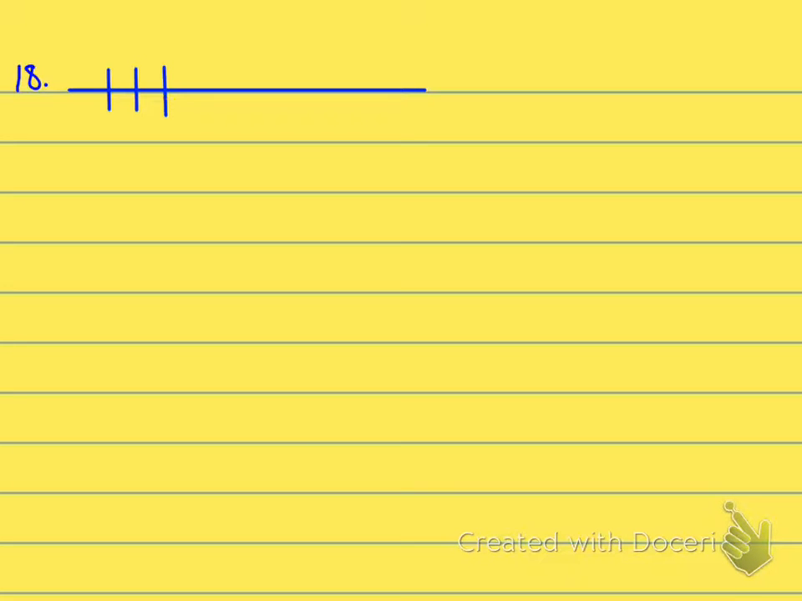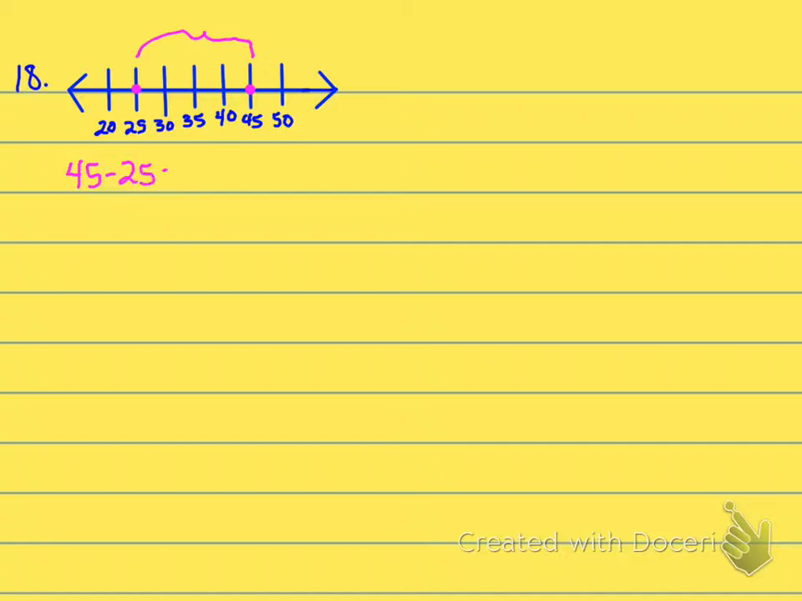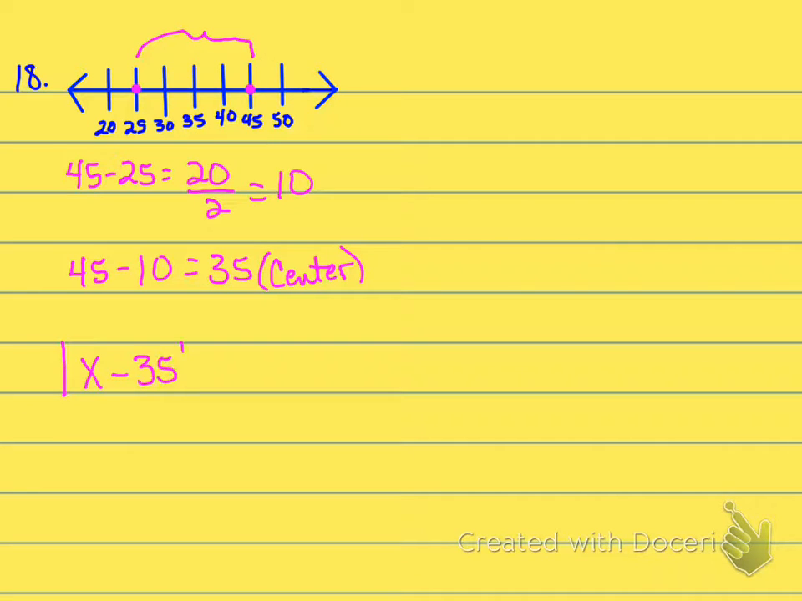Number 18. We have points at 25 and at 45. Okay, the distance between the two, 45 minus 25, is 20. Divide that by 2. That gives us a distance between a point and the center of 10. So I'm going to take point 2, subtract that 10, and find my center at 35. So my equation is going to be the absolute value of x minus 35 is equal to 10.